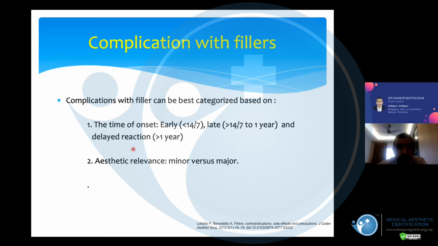The complications can be divided into early onset, late onset, or delayed. It's based on the timing. If it's less than 14 days after administration, we call it an early complication. If it's after 14 days to a year, it's called late. And if it presents after a year of filler injection, it's called delayed.